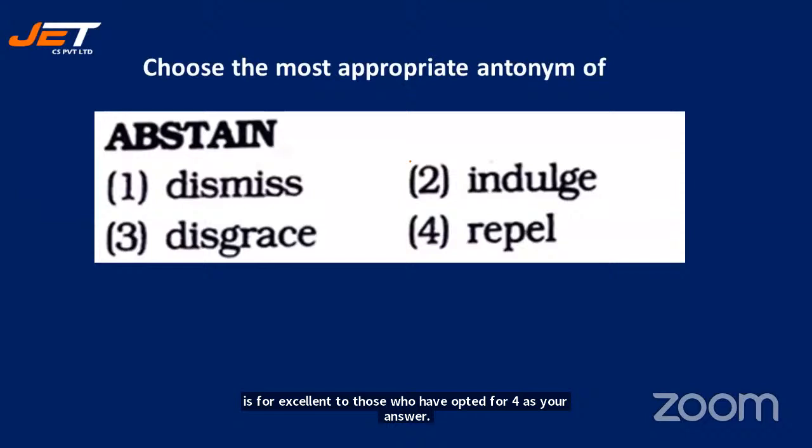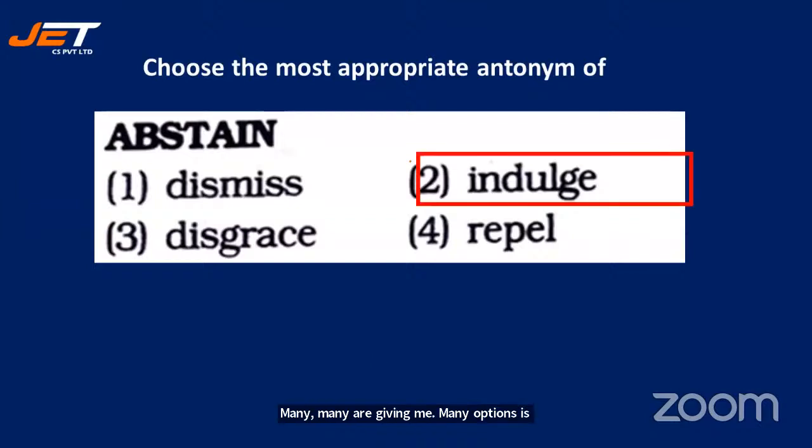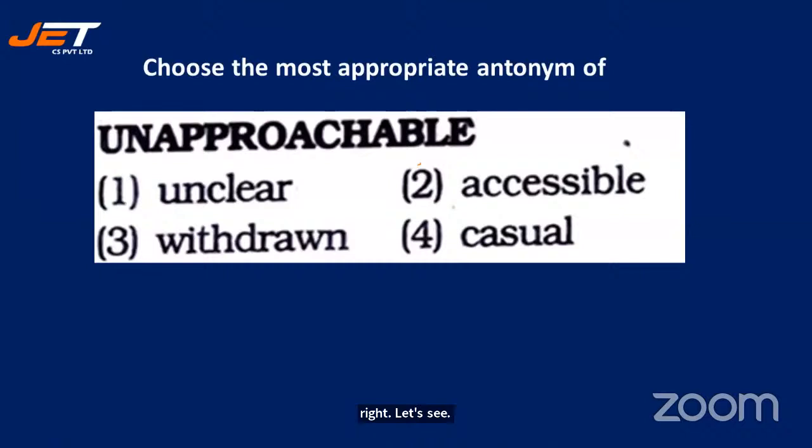Abstain. Four options. Dismiss, indulge, disgrace, repel. All right. So, quickly give me your answers. This doesn't require any time at all. All right, let's see. Many are giving me many options, 1, 3, 2, all right. Let's see. It should be indulge, isn't it? Because that's the antonym. All right, let's see the next question.